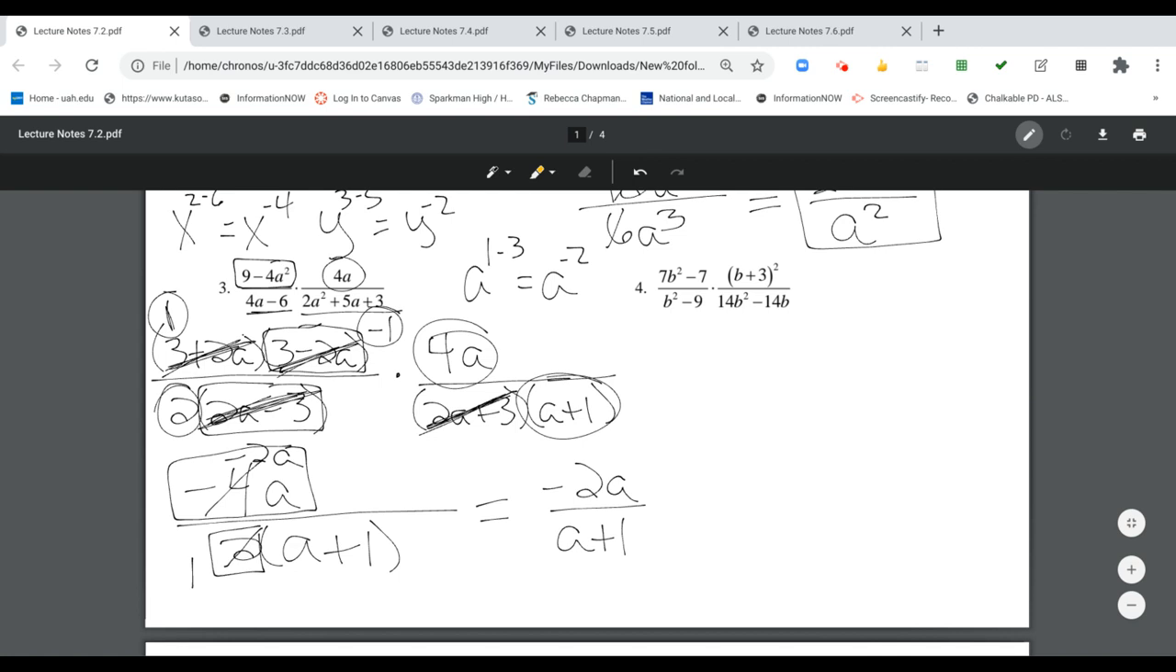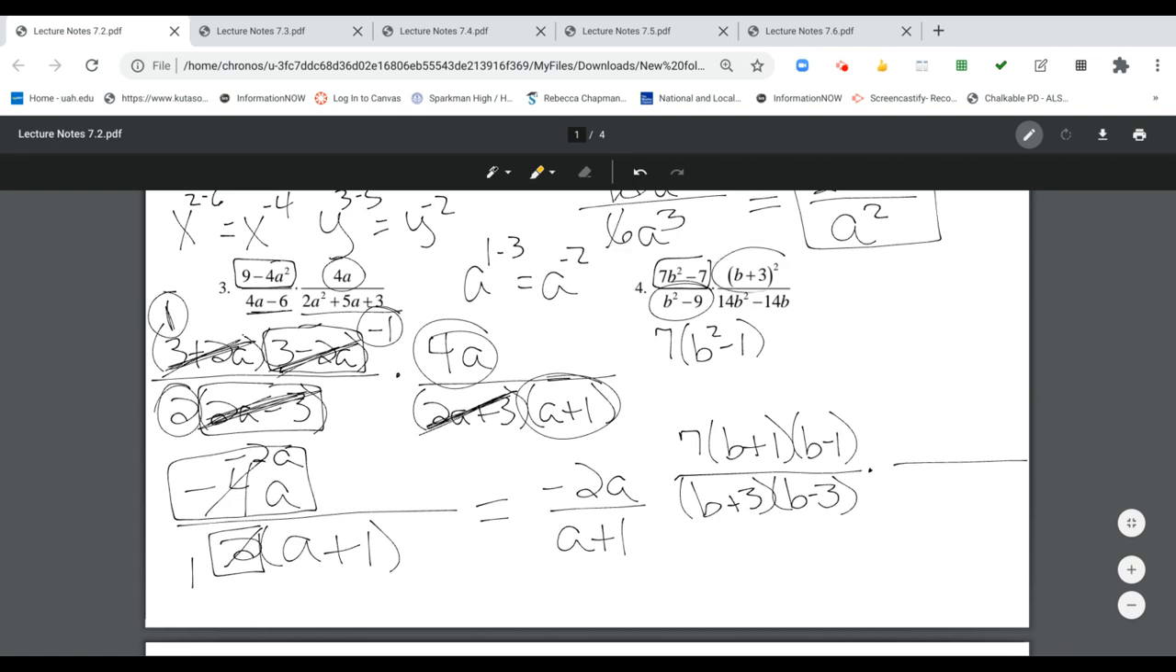Now, in number 4, we have a lot of different factoring to do. Here, when I factor that, I get 7b squared minus 1, and that factors again. So I get 7 conjugates b plus 1, b minus 1, because that is a difference of squares. Denominator, difference of squares, b plus 3, b minus 3.